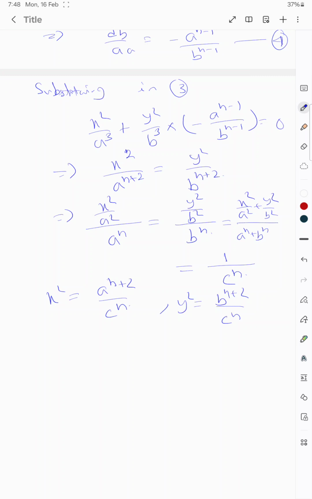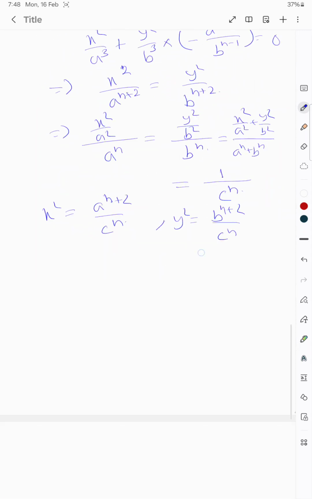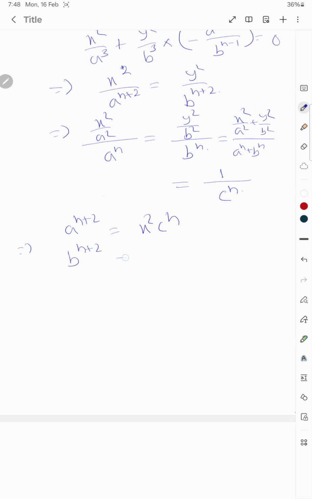Sorry, I find a to the power n and b to the power n. Basically you have to eliminate your a and b, so instead of that you write not this one, you just write a to the power n plus 2. This is basically x square c to the power n, and b to the power n plus 2 equal to y square c to the power n. If you consider this and this, from there you are getting this relation. And if you have this and this, you have this relation.